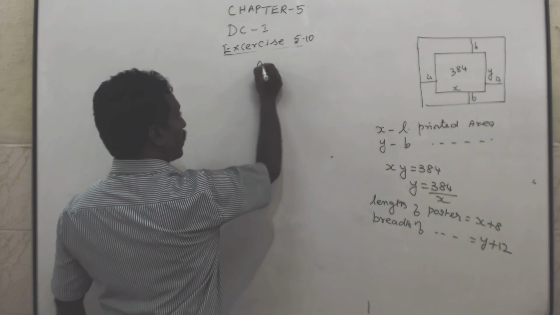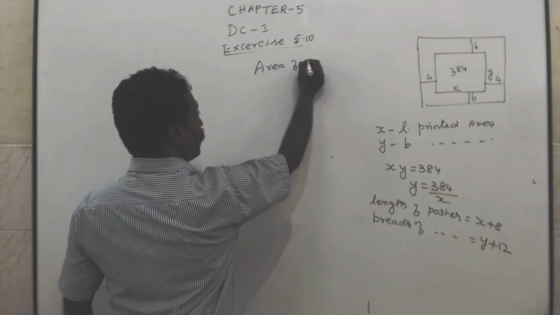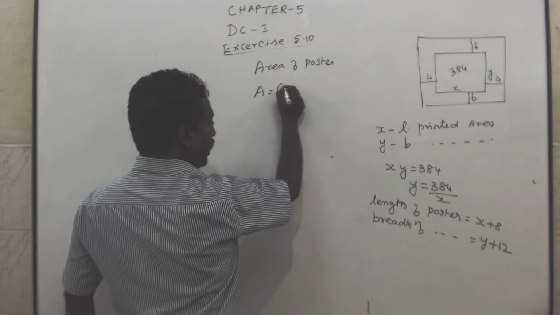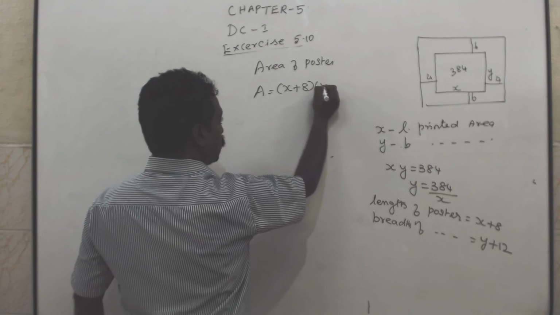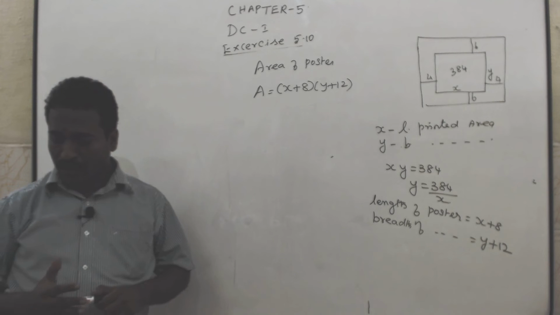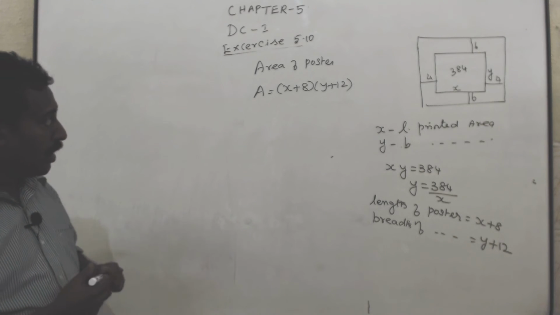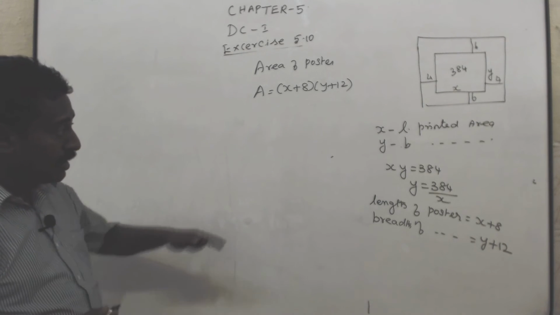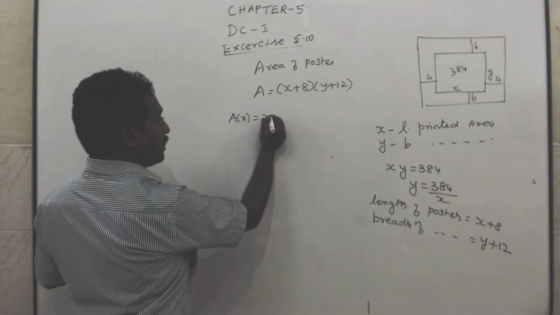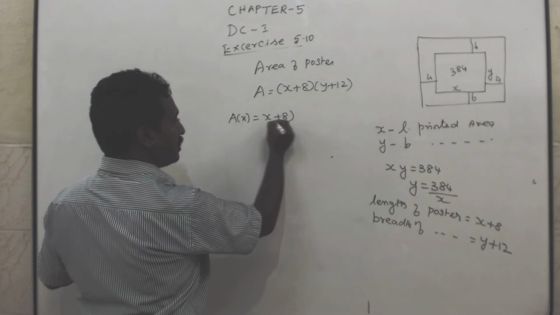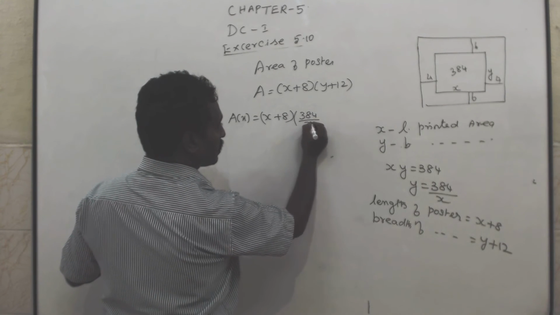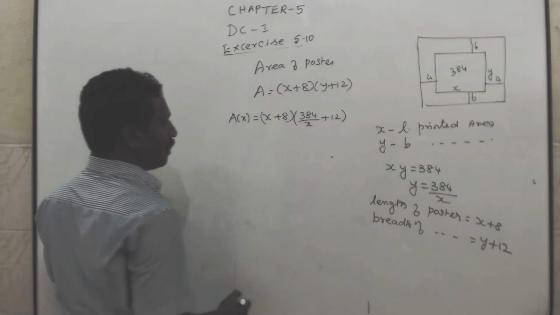Area of poster equals A equals x plus 8 into y plus 12. Now, but we know what is y? A of x is equal to x plus 8 into, that is 384 by x plus 12.